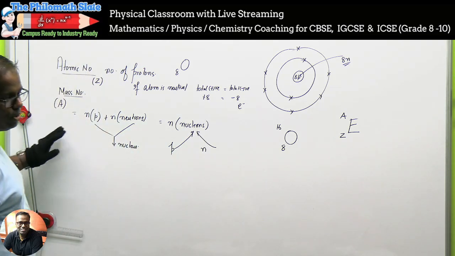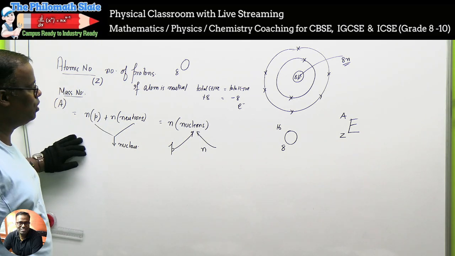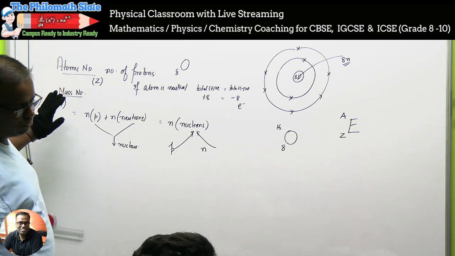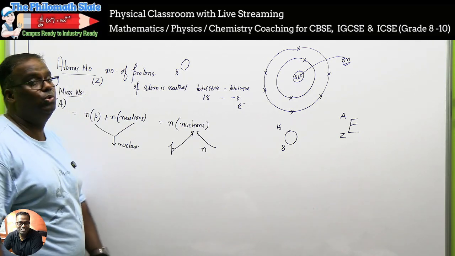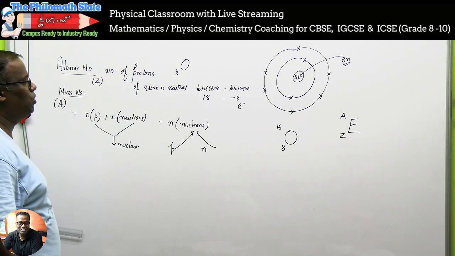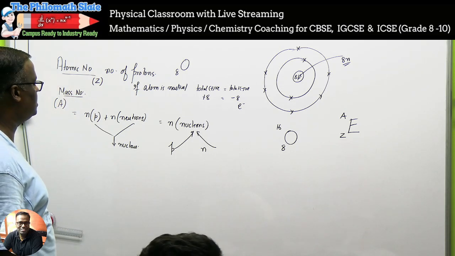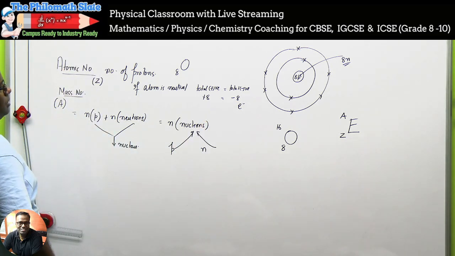Understood the difference between atomic number and mass number? Atomic number is always the count of protons. This is chapter 4 stuff we are learning. And mass number is always the number of nucleons, that is neutrons and protons together. Neutrons and protons always reside in the nucleus, so they are called nucleons. ठीक है?